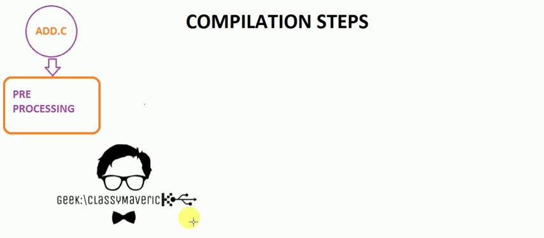pre-processing. For instance, let me take the name of your program as add.c. When you compile the program, the first stage that your program gets into is pre-processing. What happens in this pre-processing stage is all the header files get appended to your program.